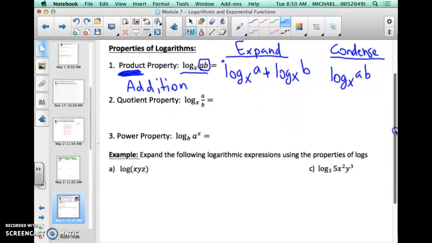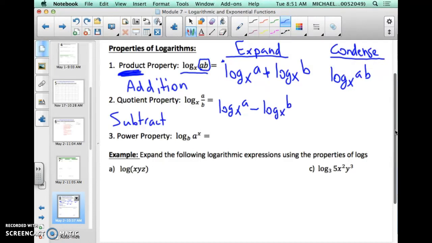Alright, let's move on to the quotient property. Hopefully you remember from exponent rules, base divided by base, you subtract. So for log base x of a divided by b, you subtract the outputs. Again, I have two outputs, an a and a b, so I'm going to have two logarithms. That means log base x of a minus log base x of b.